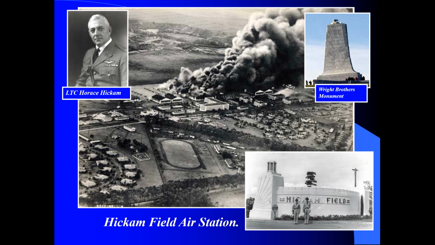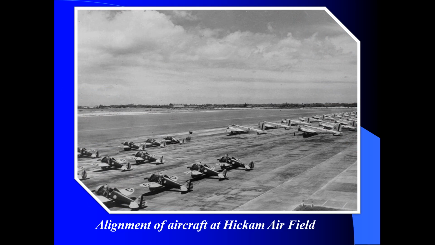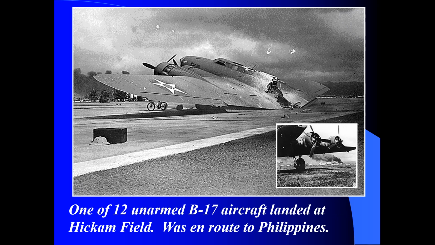The gates at the entrance of Hickam Field are believed to be a replica of those at Kitty Hawk Airfield. The ill-fated alignment of aircraft at Hickam Field allowed for easy destruction by Japanese planes. 12 unarmed B-17s were on their way to the Philippines when they were attacked by the Japanese aircraft over Pearl Harbor. They safely landed at various airfields, except for the one that landed at Hickam Airfield, which was destroyed.